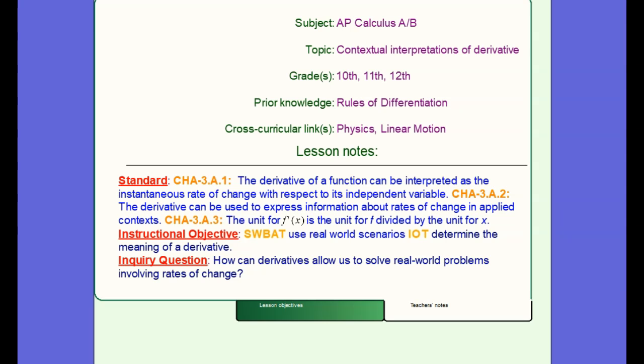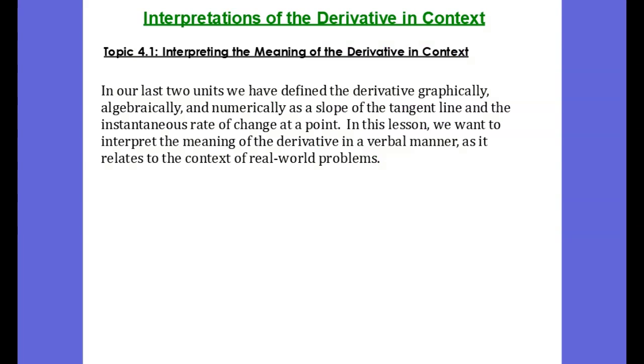Our instructional objective is that students will be able to use real-world scenarios in order to determine the meaning of a derivative. Our inquiry question is, how can derivatives allow us to solve real-world problems involving rates of change? As we explore this topic, we'll draw upon our previous discussions of the derivative in its representation algebraically, numerically, and as the slope of a tangent line.